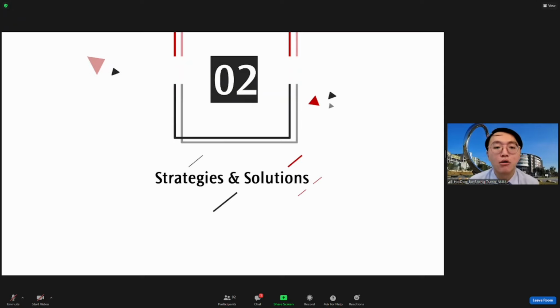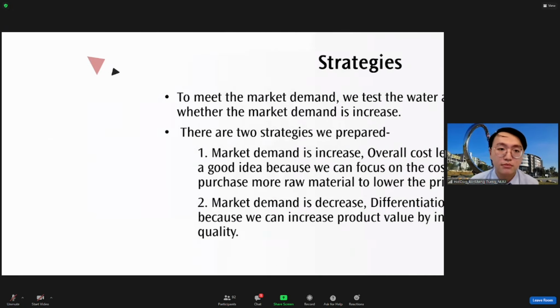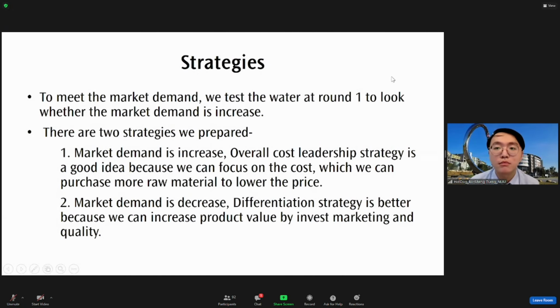And next, our strategies and solutions. To meet the market demand, we test the water at round 1 to see whether the market demand is increased. There are 2 strategies we prepared. First, if market demand is increased, the overall cost leadership strategy is a good idea because we can focus on the cost, which lets us purchase more raw material to lower the price.